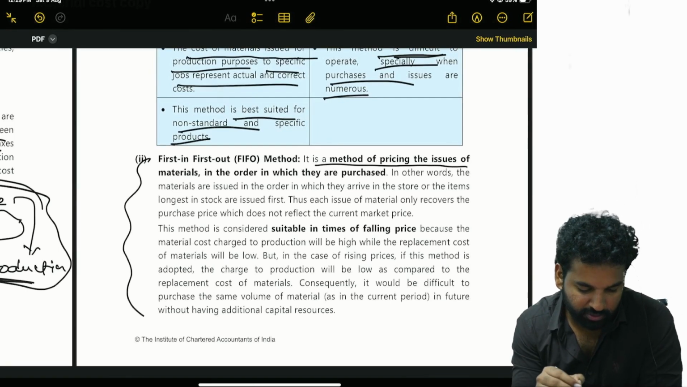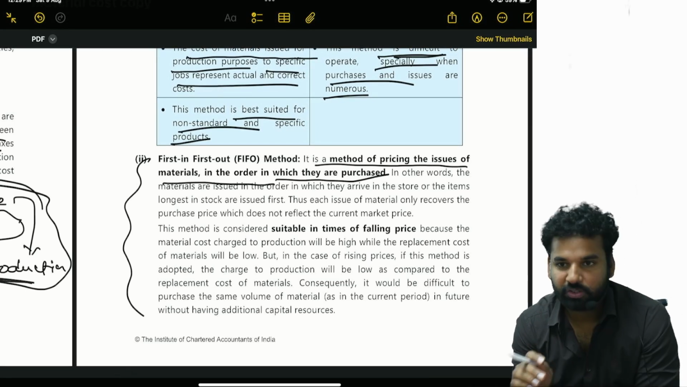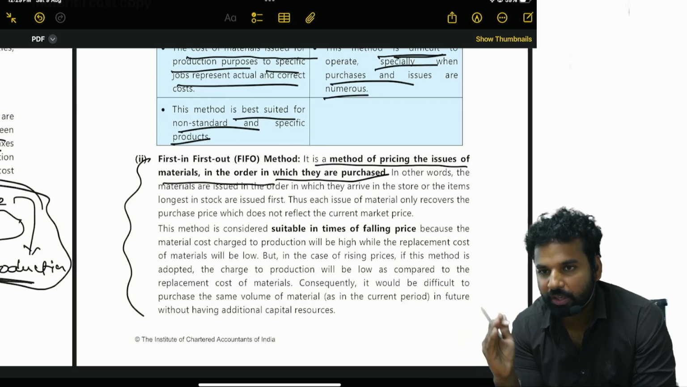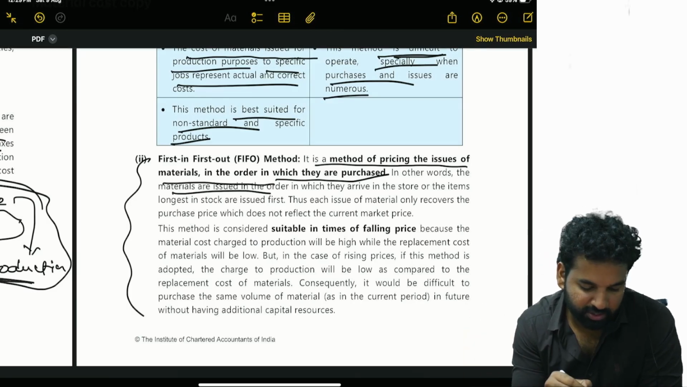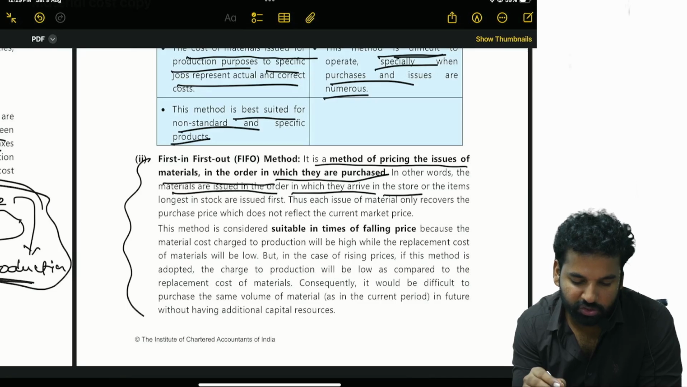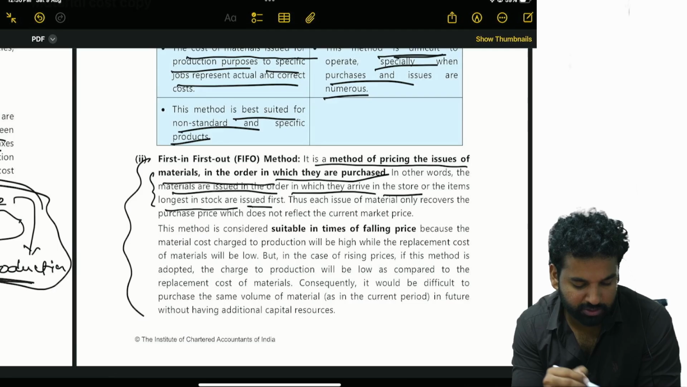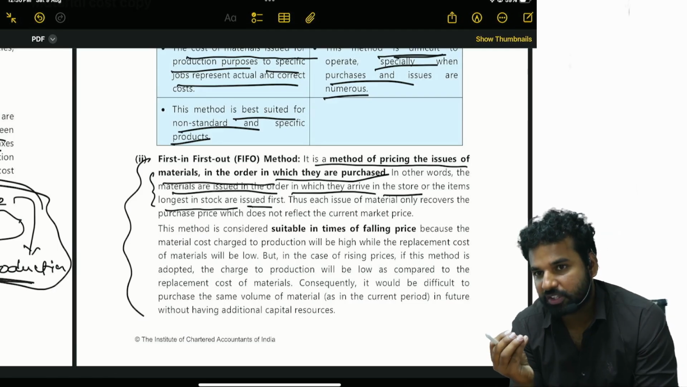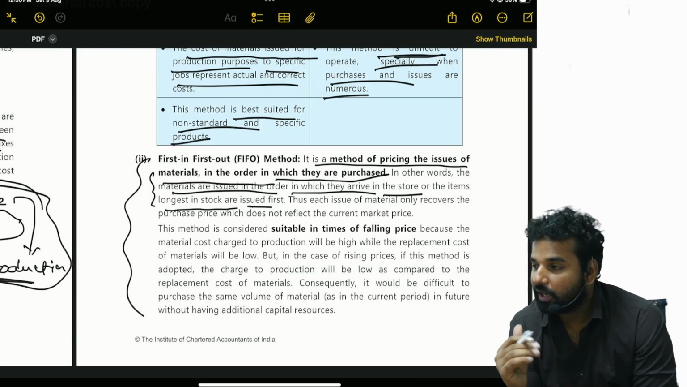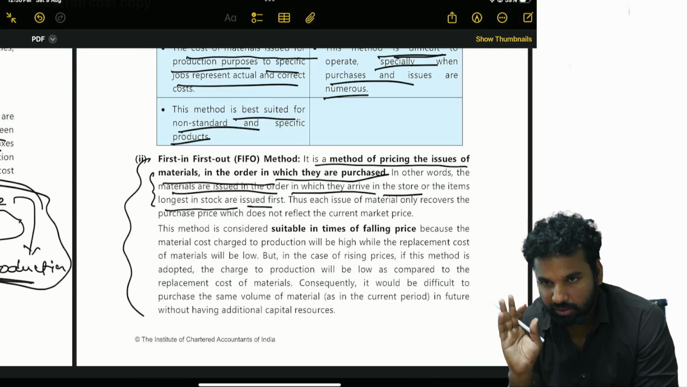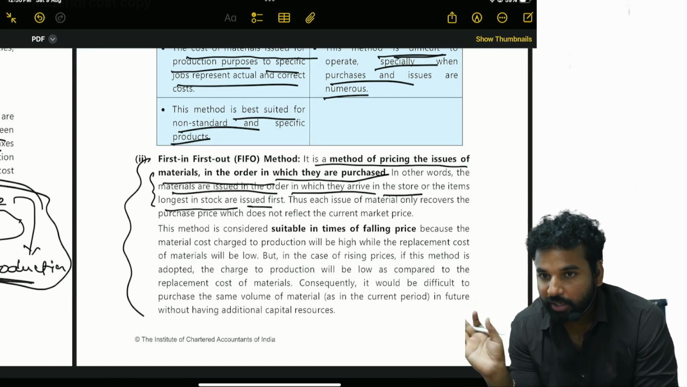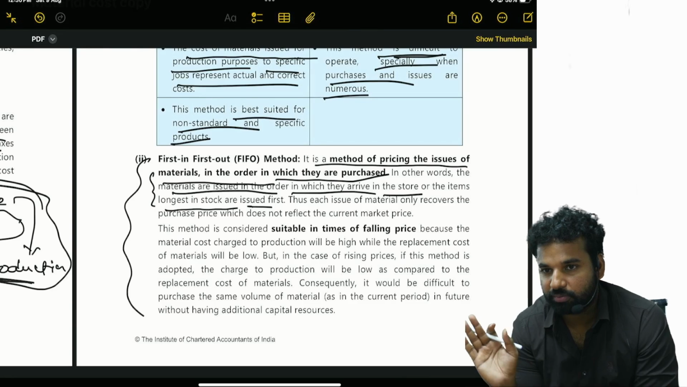FIFO is a method of pricing the issues of materials in the order in which they are purchased. In what order they are purchased, the issue will be in that order. In other words, materials are issued in the order in which they arrived at the stores, or items longest in the stock are issued first. So in this method, there is less chance for obsolescence. Whenever you follow last in first out, the stock purchased at the start will be kept in the store itself, so there is a chance for expiry or obsolescence.